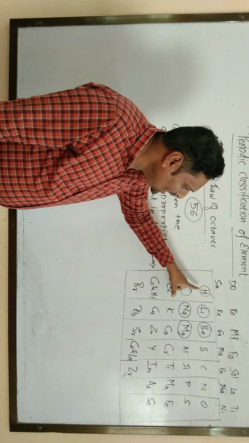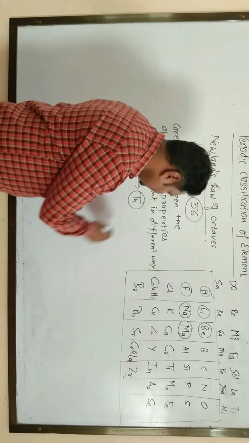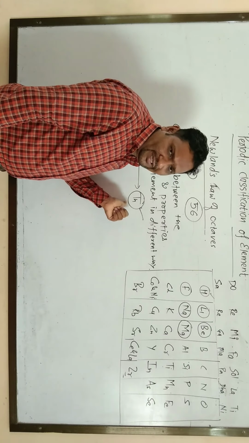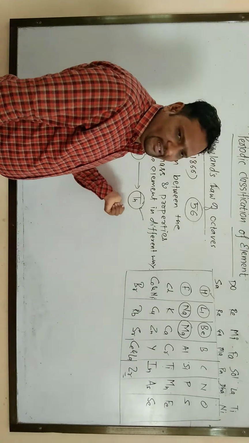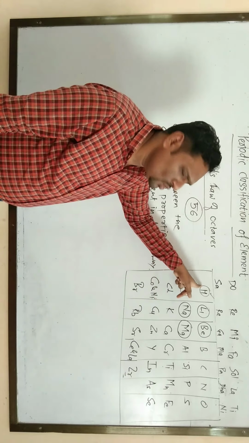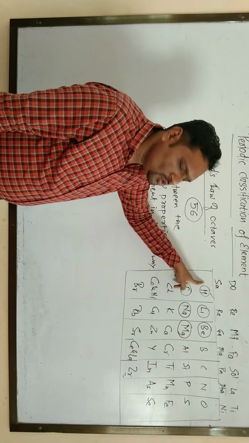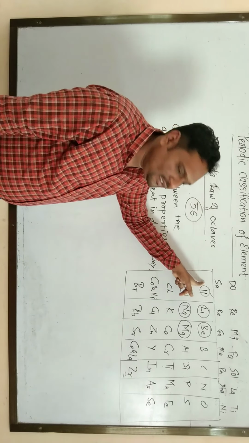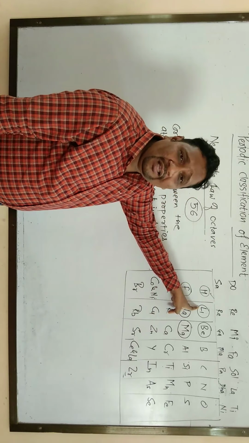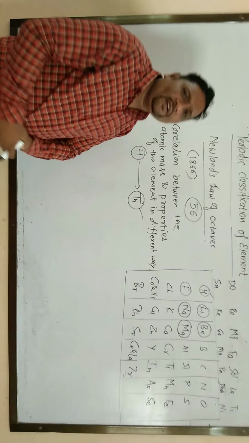In this table he started with the lightest element, hydrogen, and ended with thorium. Thorium is a radioactive element that is also called a heavy element. So in this table, fluorine is the 8th, then hydrogen is the 1st. So fluorine had a similar property to that of hydrogen, and sodium had a similar property to that of lithium. Okay, so this is Newlands' law of octaves.